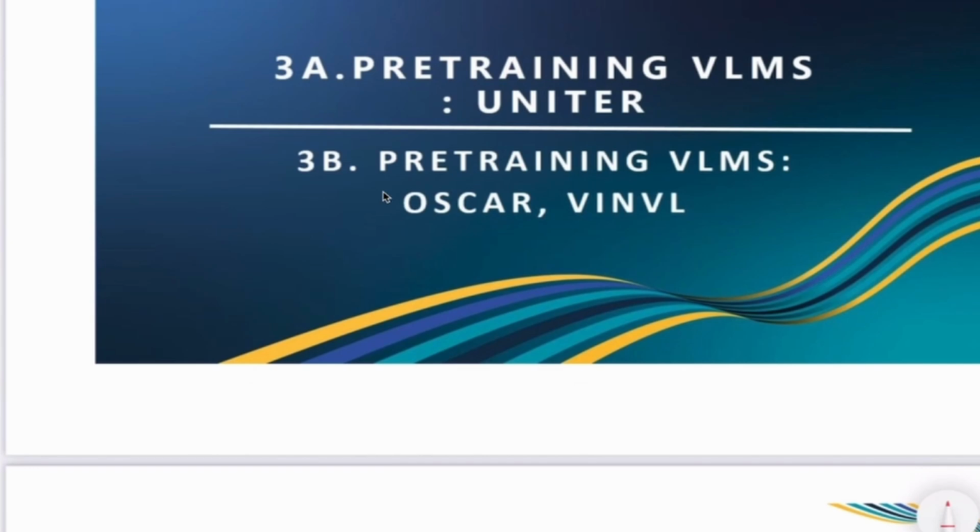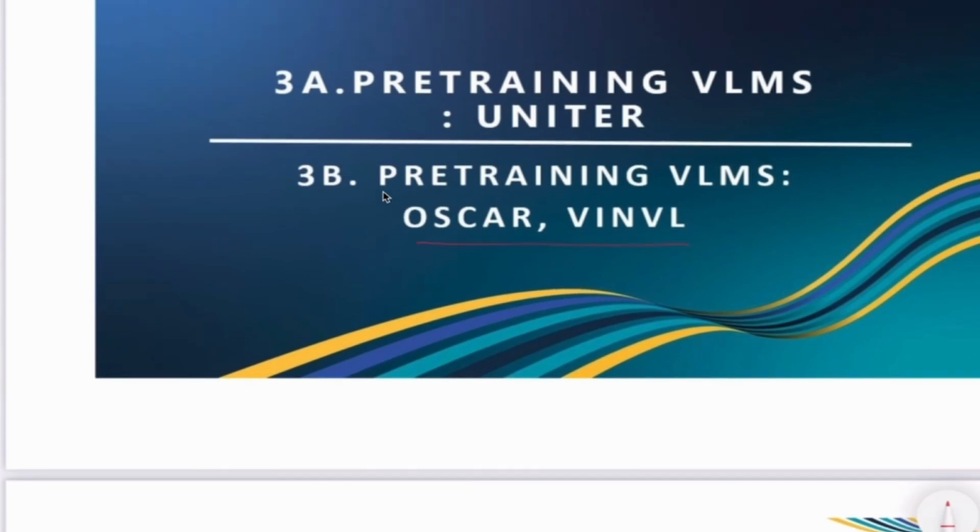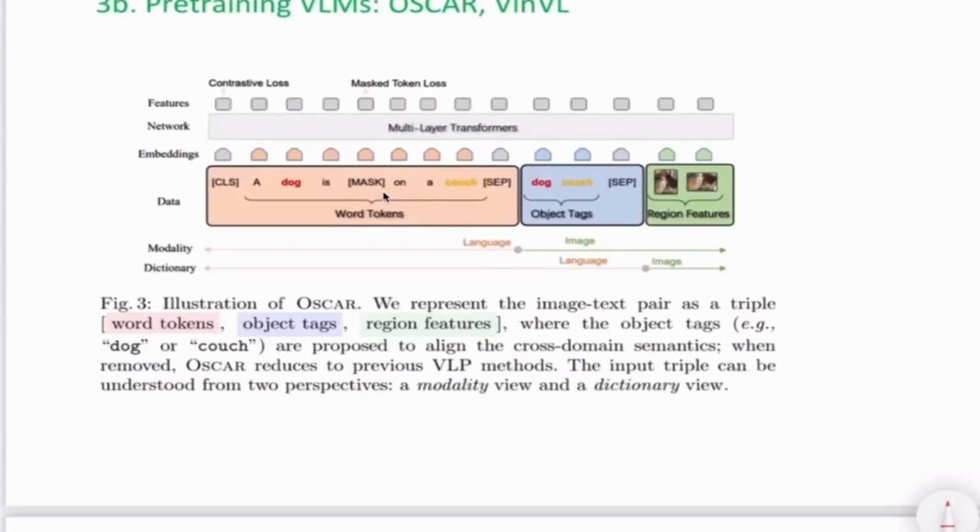So now let's look into another model, which is Oscar and VinVL. It's coming from tech giants, actually from Microsoft, from similar authors. What they have is very simple. Again, you have a multi-layer transformer block. At the input, you give the caption.